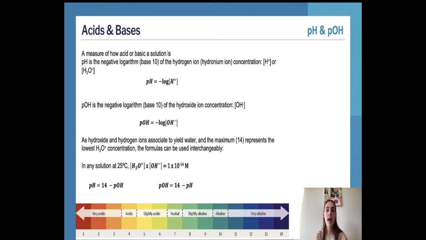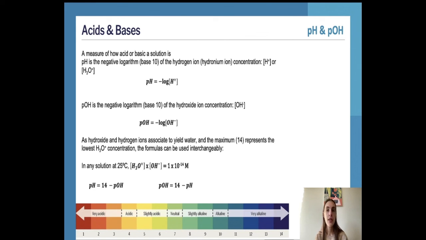So the maximum we have is 14 and the lowest being 1. The maximum 14 is representing the lowest hydronium ion concentration when we're looking at pH, when we're looking at pOH, and so the formulas can then be used interchangeably. So in any solution at 25 degrees Celsius, H3O plus times OH minus will equal 1 times 10 to the power of minus 14.